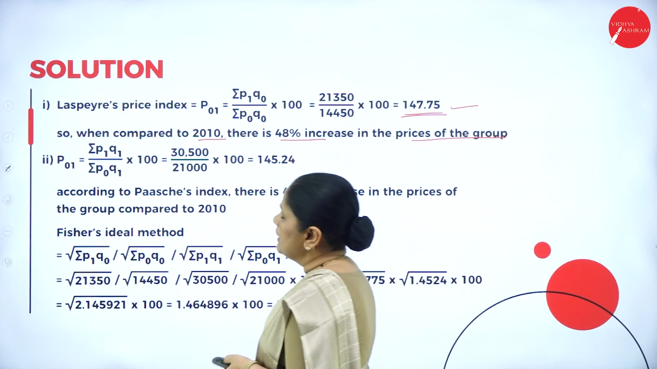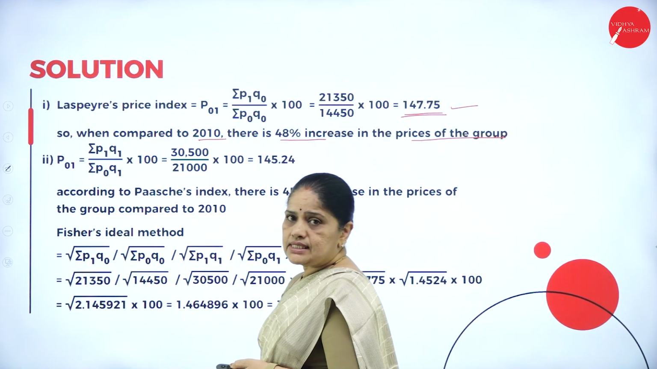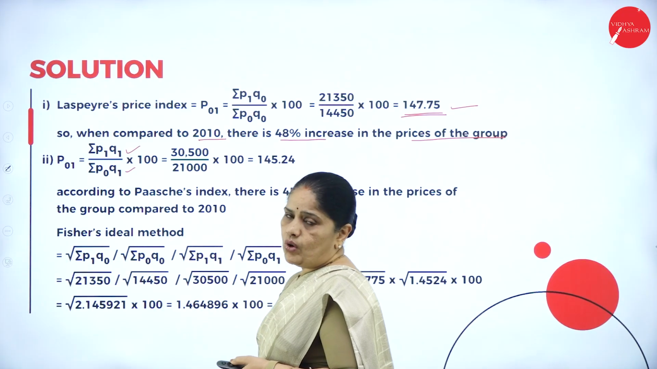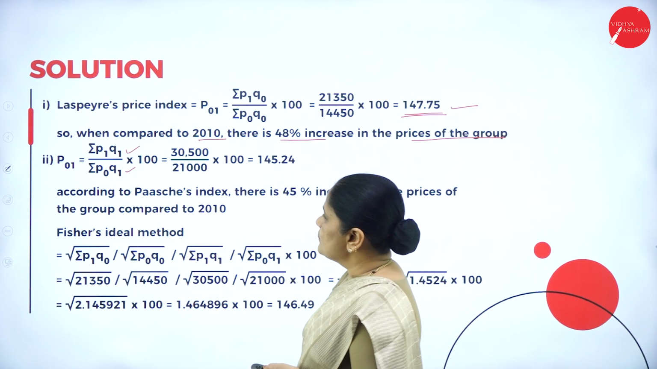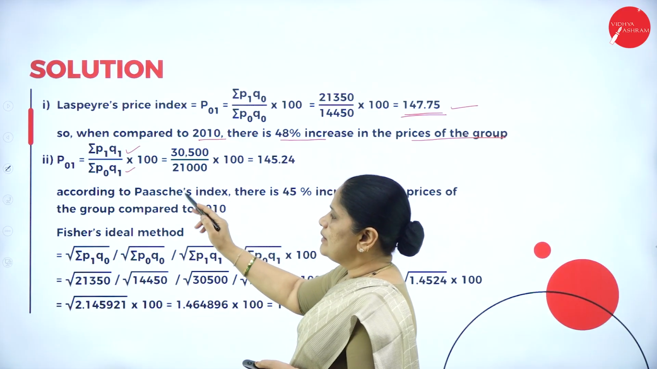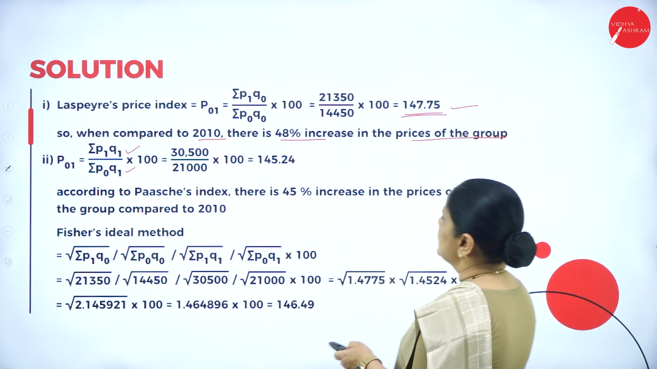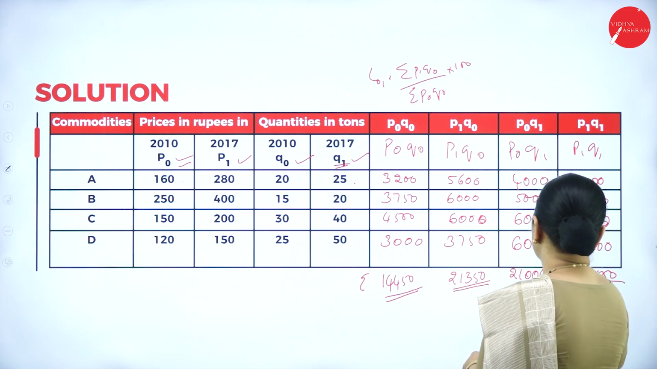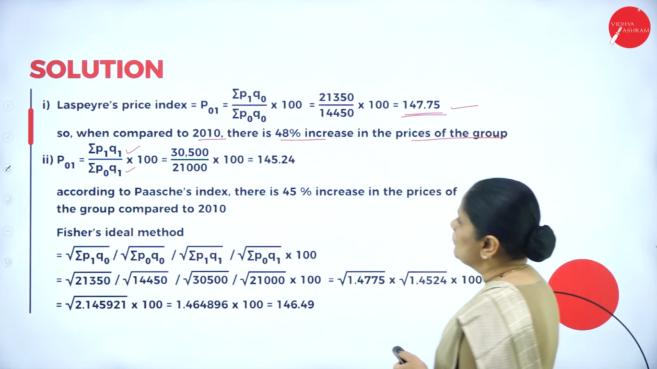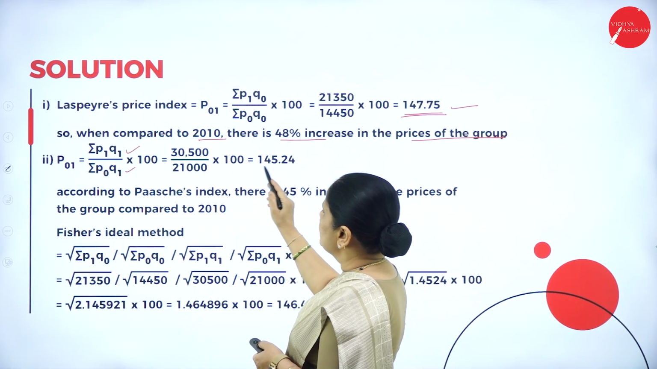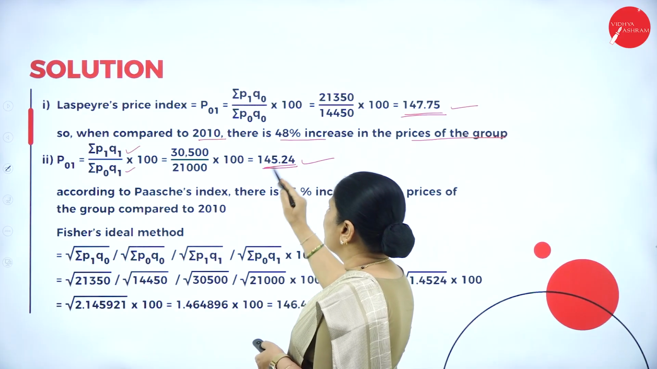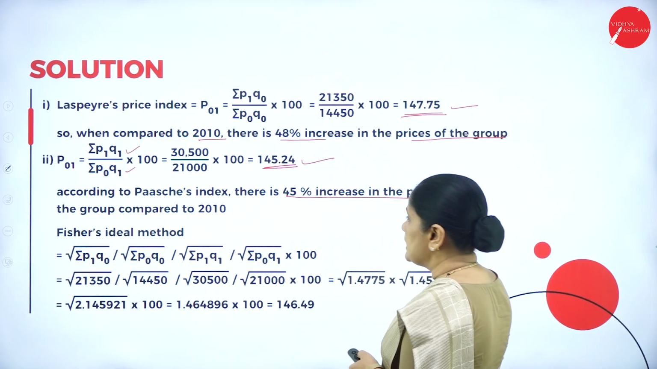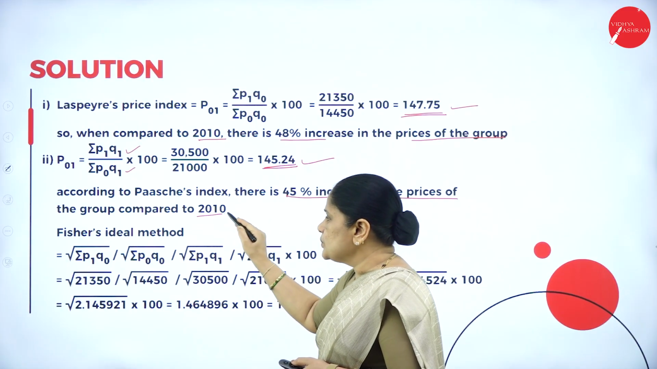Now the same way here we are doing for the purchase index number. So for the purchase index number, we have the current year's quantity as the base. So for this, we need summation P1 Q1 by P0 Q1. So if you can just see here, summation P1 Q1, 30,500 divided by P0 Q1, 21,000, it comes up to 145.24. So according to purchase, there is a 45% increase in the prices of the group compared to 2010.